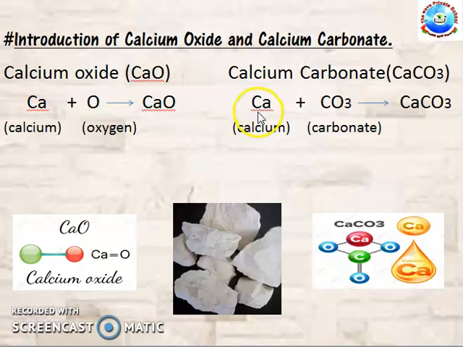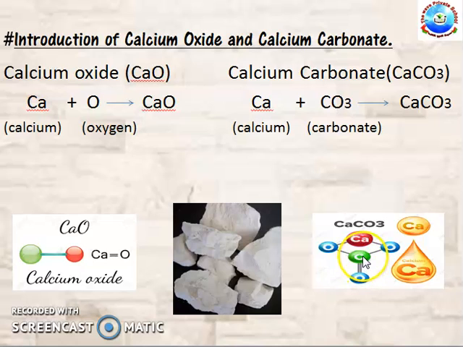When calcium reacts with carbonate, what happens? There is the formation of calcium carbonate. Got it? Now see, this is the structure. You can see when this calcium reacts with oxygen, there is the formation of calcium oxide. And here also you can see when calcium is reacting with carbonate. So how is the structure of carbonate?